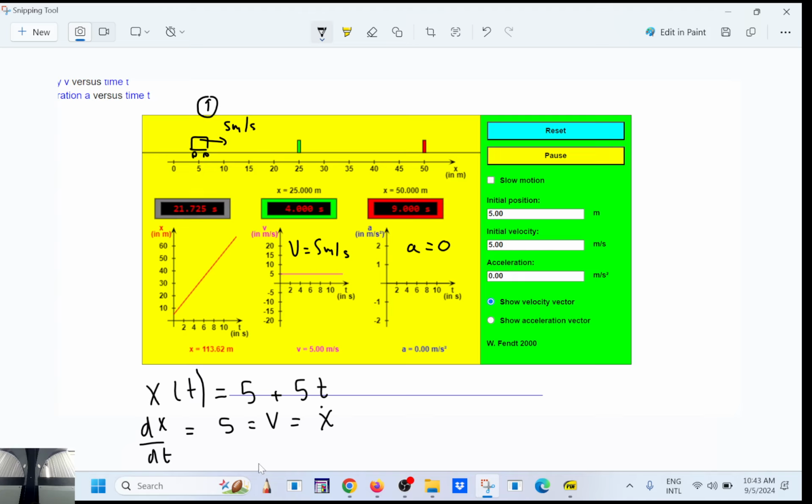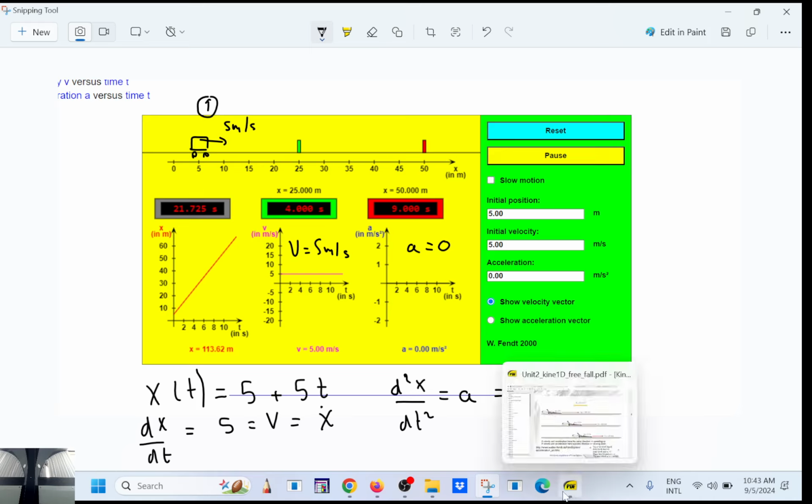Okay? If you differentiate a second time, you're going to get the acceleration, which is the derivative of a constant, so it's going to be 0. And sometimes this is called x double dot, just to look smart and to confuse students.